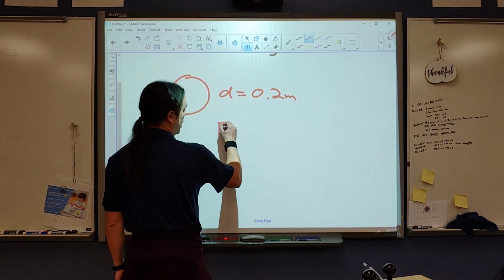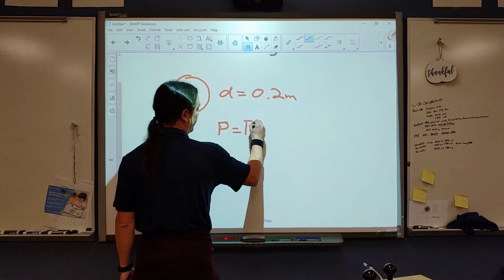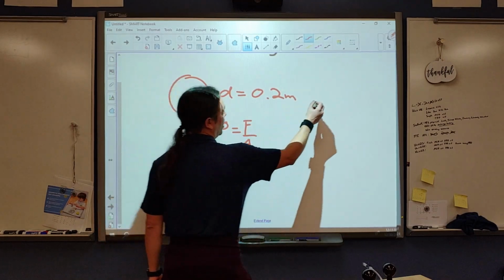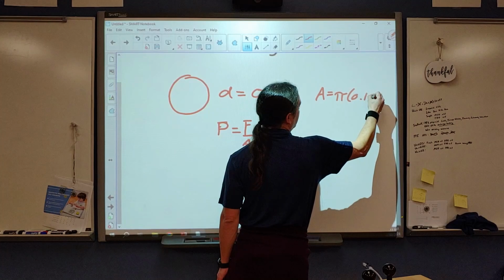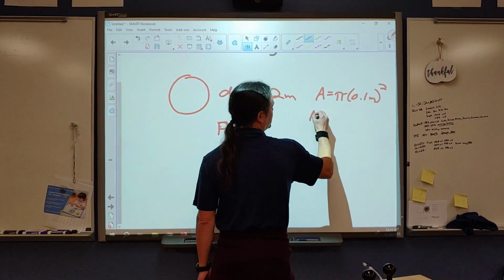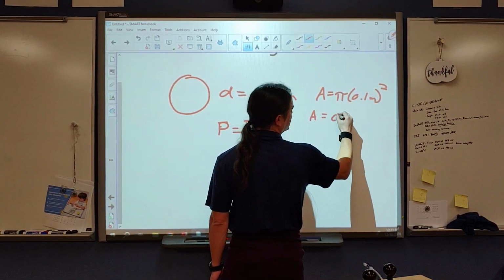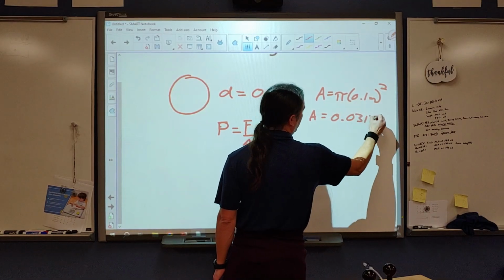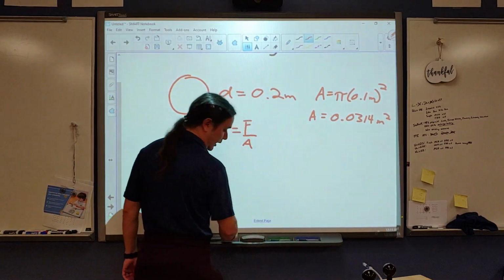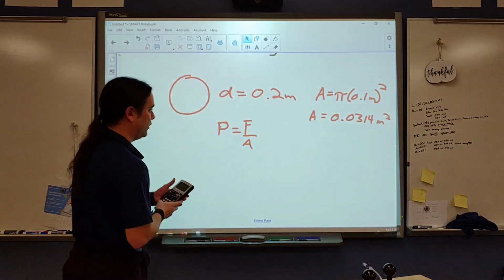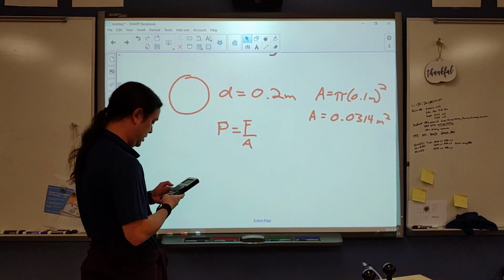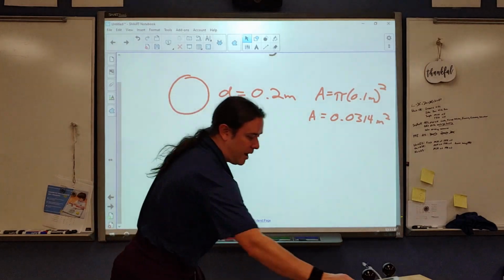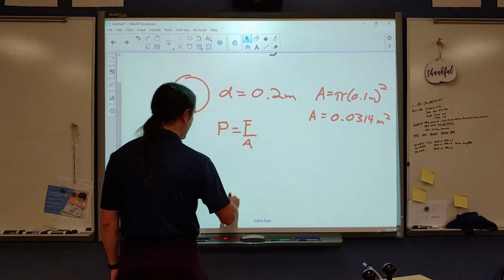So we've got the following. We want our pressure equals our force divided by our area. My area in this case would be equal to pi times 0.1 meters squared, which I guess would therefore be 0.0314 meters squared, at least close to. We know it's not a perfect measurement, but let me double check on that. 0.1 squared times pi gives me, yep, okay, great. I can still do math in my head, mostly. So we've got the following.